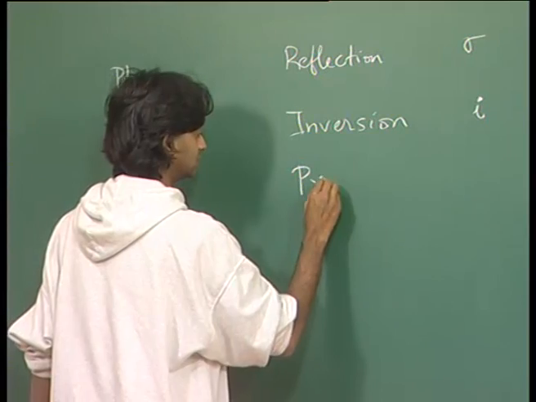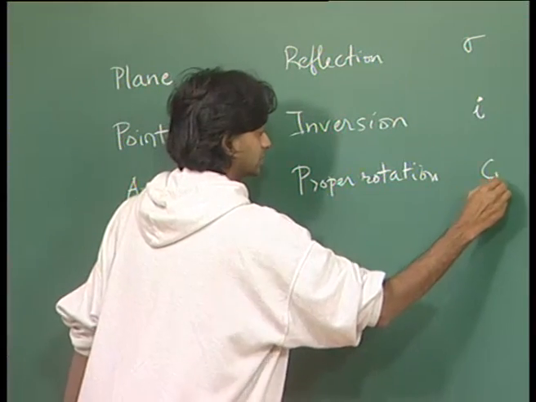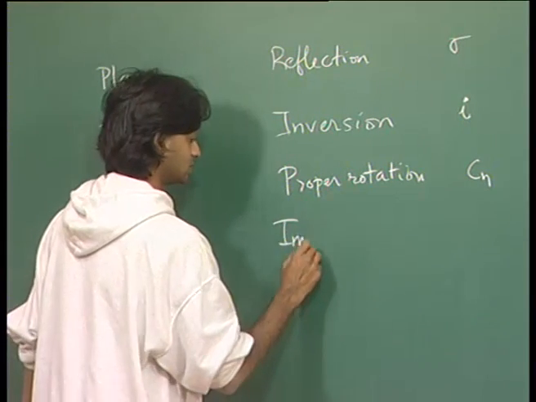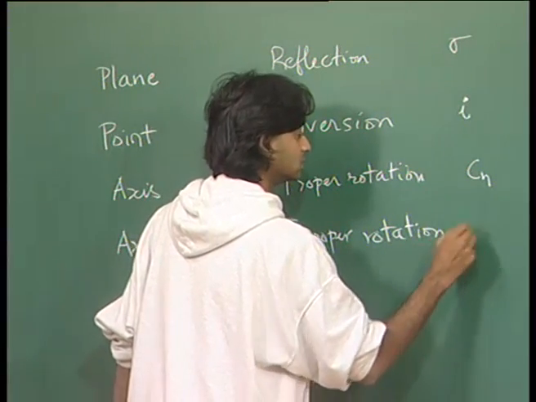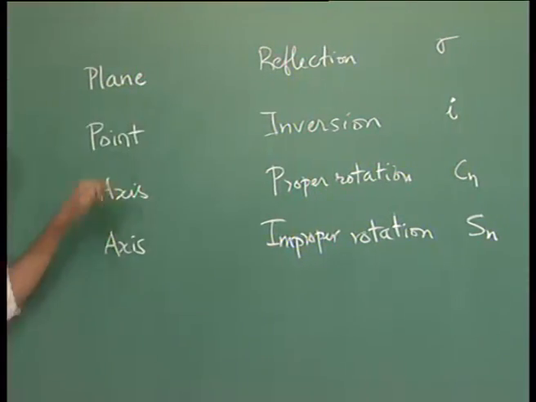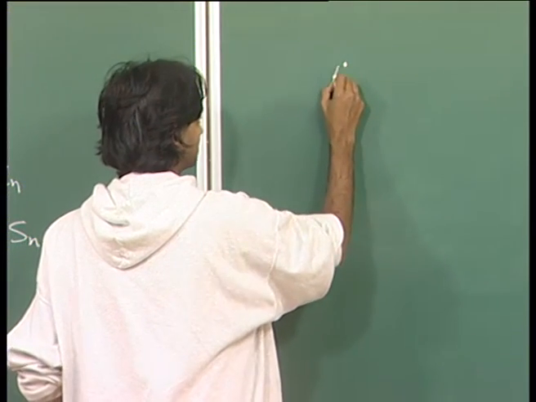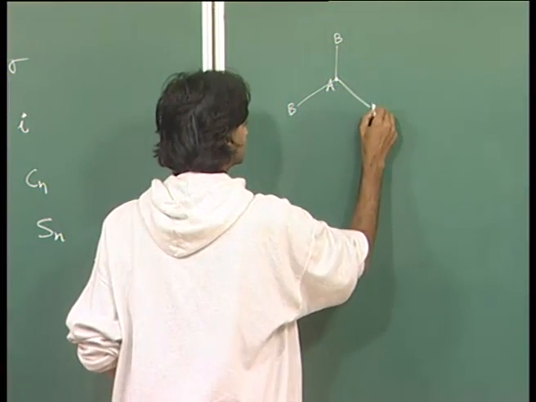So we had two things. One was proper rotation, which will be denoted by Cn, and the other thing is an improper rotation, Sn. Okay, so we had already discussed sigma and I. Now I'll briefly give you examples of proper axis and proper rotations, and then we'll go to improper axis and improper rotations. Okay, so suppose I have a planar molecule of the type AB3.